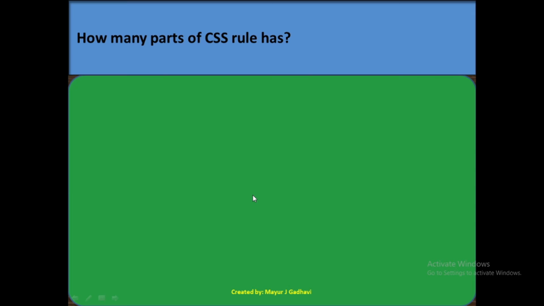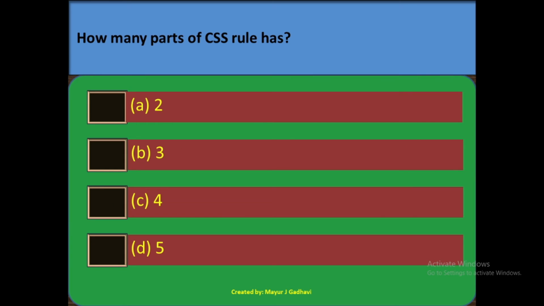How many parts are there in CSS rule? How many parts does a CSS rule have? Options are 2, 3, 4, or 5. Well, there are 2 different parts in CSS rule. The answer is 2.